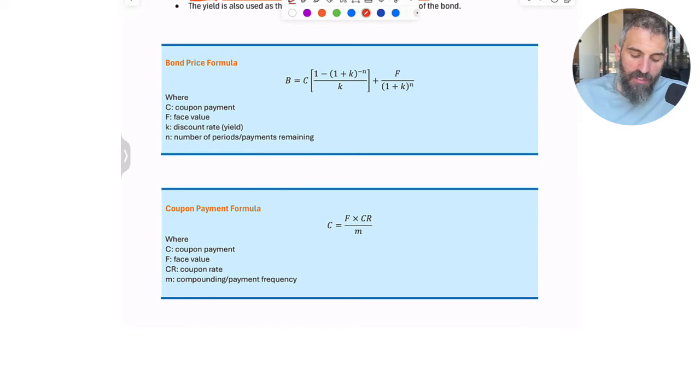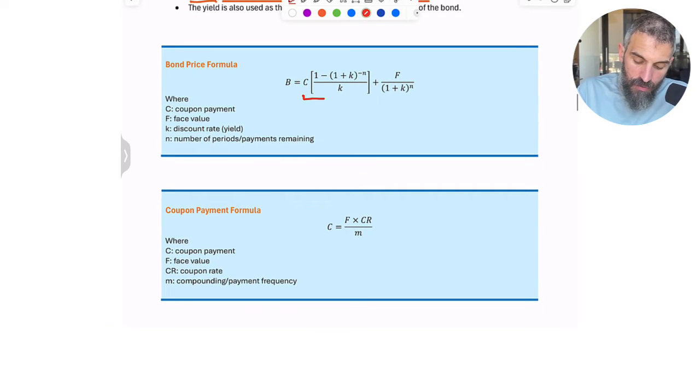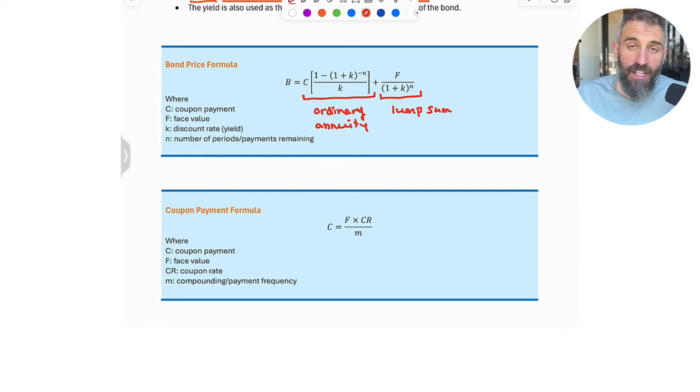So here's the formula to find the price of a bond. It's actually a combination of two formulas. This is an ordinary annuity because the coupon payments follow an ordinary annuity kind of cash flow. And then you've got a lump sum at the end because the face value is a lump sum. Now, for those of you using financial calculators, we can also do this on the financial calculator.